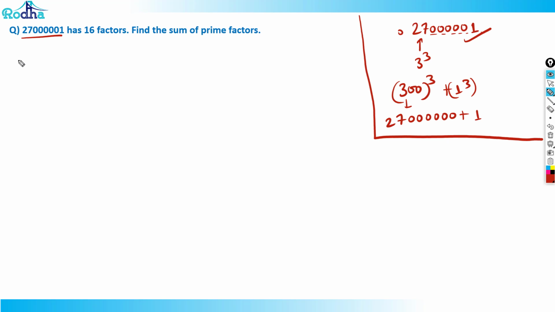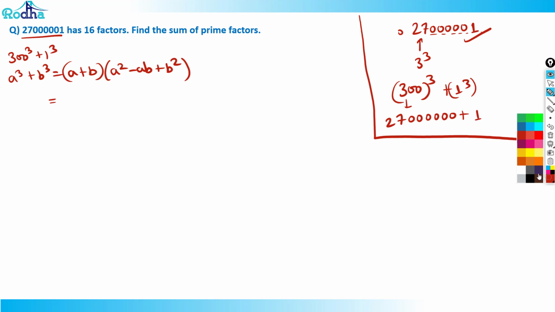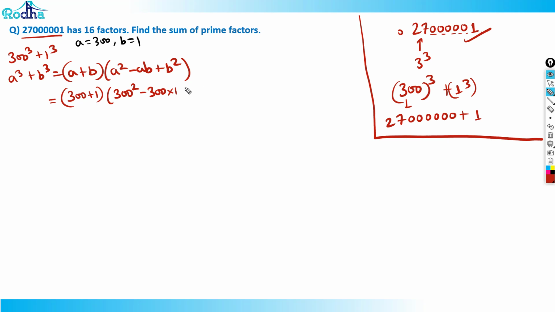The whole number I can write like 300 cube plus 1 cube. This is actually a cube plus b cube form, which is equal to a plus b into a square minus ab plus b square. Correct? Now, my a here is 300 and my b here is 1. If I go further, 300 plus 1 into 300 square minus 300 into 1 plus 1 square. Correct? I want to further factorize it.